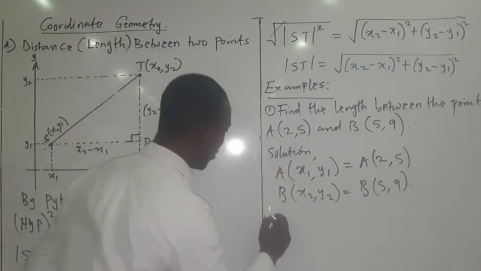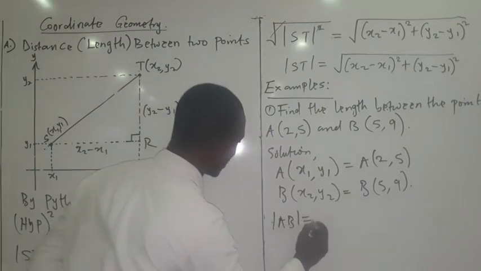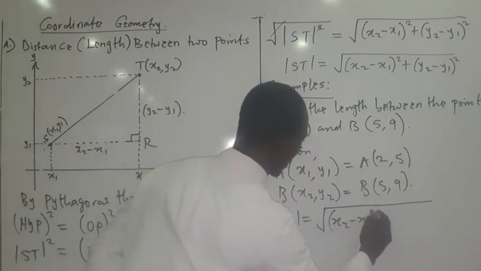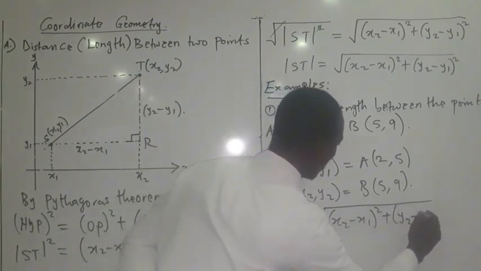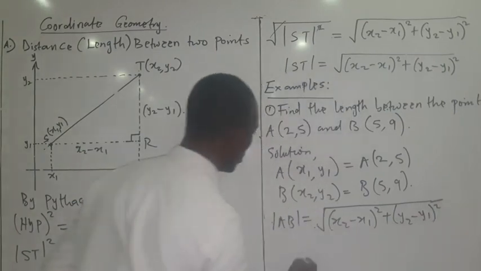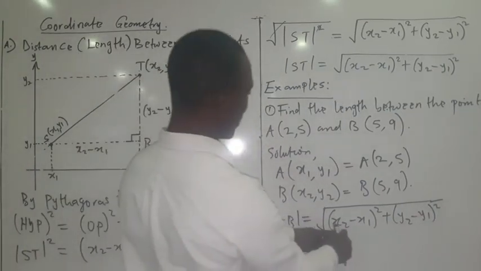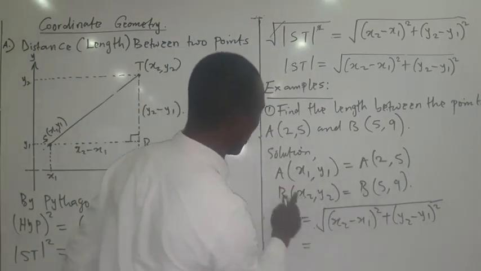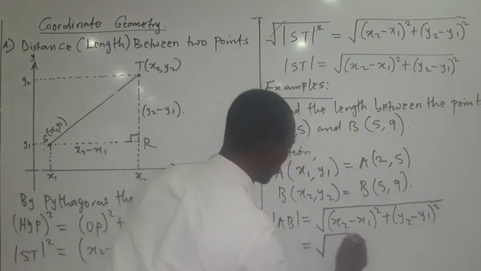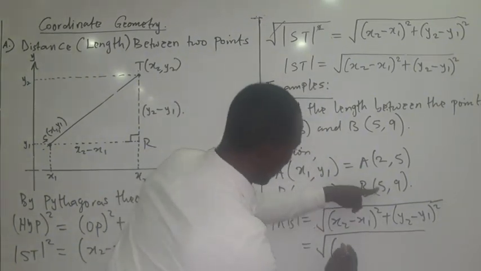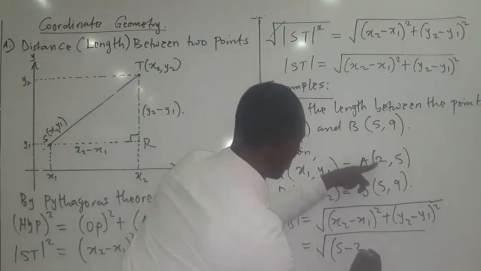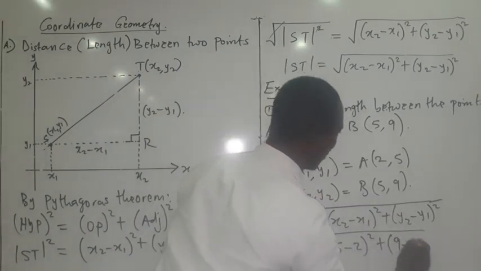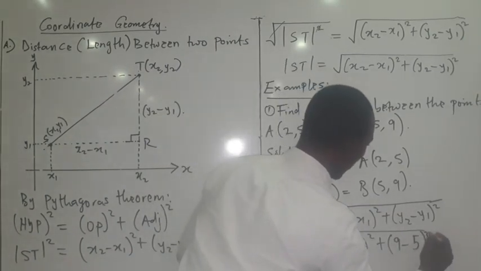Then the distance formula for line AB: distance AB equals the square root of (x2 minus x1) squared plus (y2 minus y1) squared. So let's replace x2, x1, y2, y1 with the values given. x2 is given as 5, so we have the square root of (5 minus 2) squared plus (9 minus 5) raised to the power of 2.